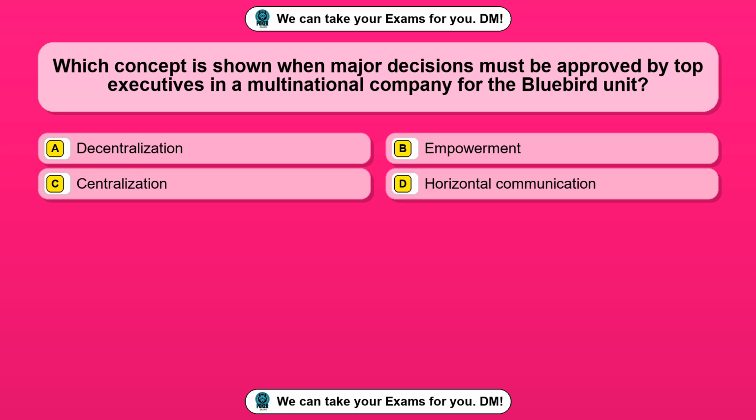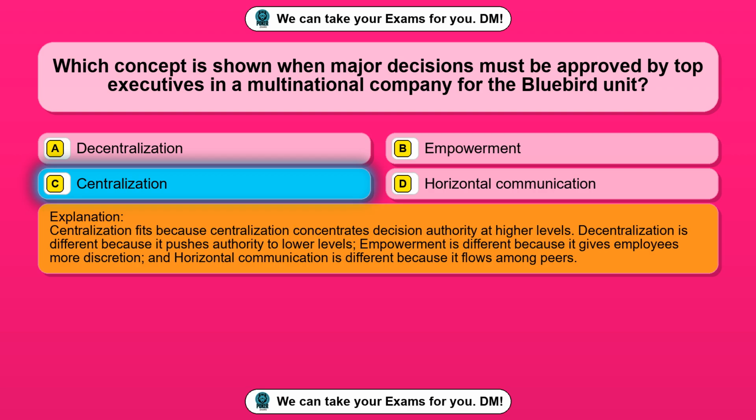Question 49. Which concept is shown when major decisions must be approved by top executives in a multinational company for the Bluebird unit? Option A, decentralization. Option B, empowerment. Option C, centralization. Option D, horizontal communication. The correct answer is option C, centralization.